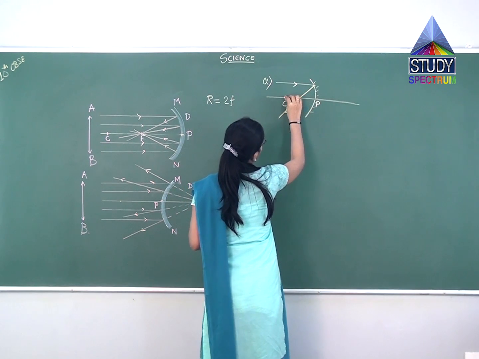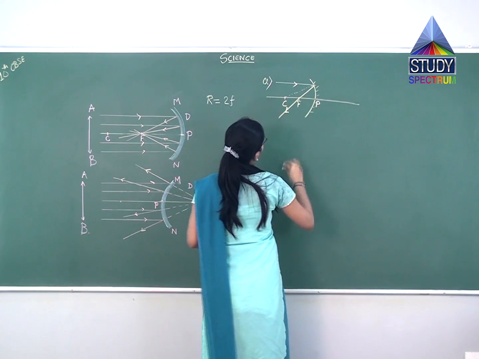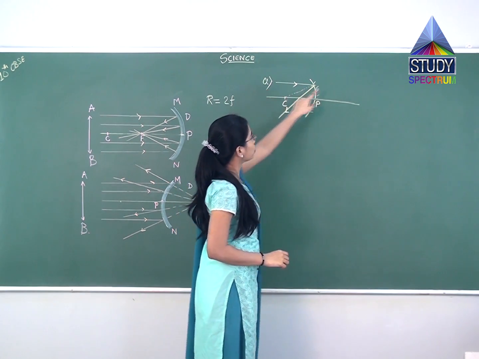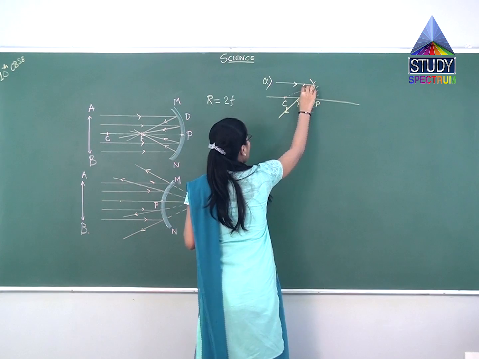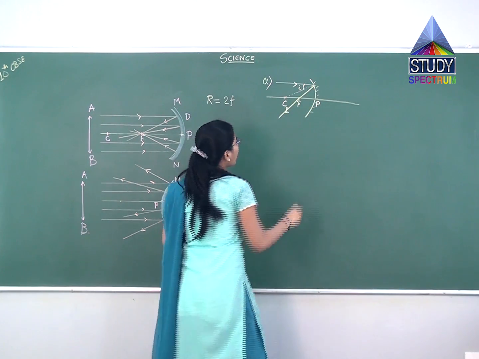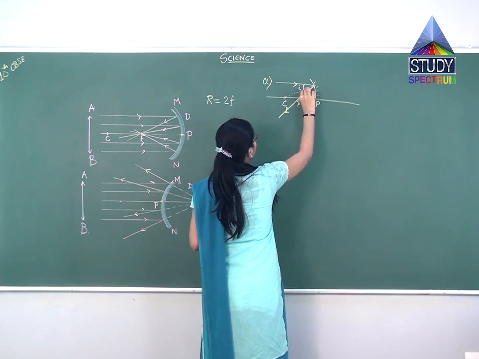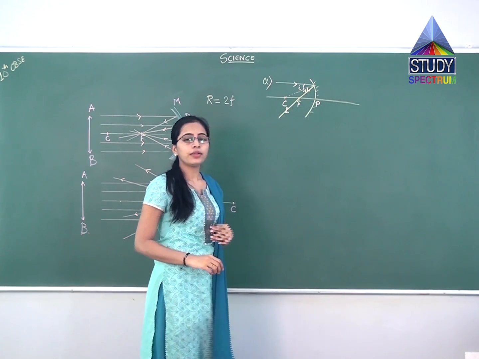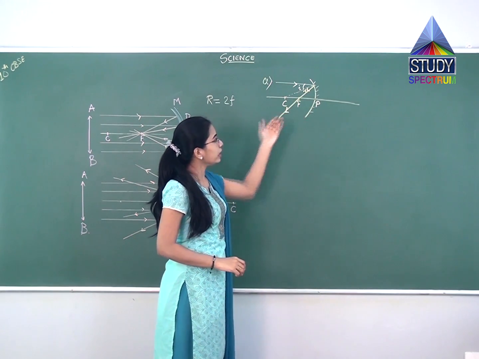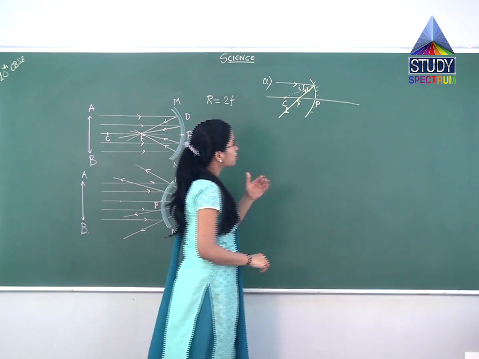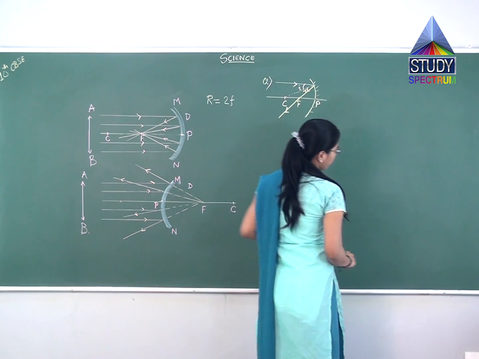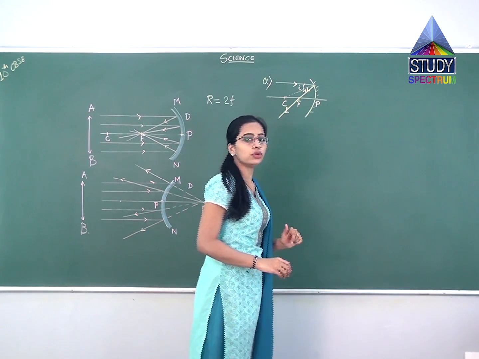Now if we draw a perpendicular from the center of curvature to the mirror, this angle will definitely be the angle of incidence of the ray, and this angle will be the angle of reflection. So I and R I am denoting here. So this is the case for the concave mirror. Similarly, here I can draw a similar figure for the convex mirror also.